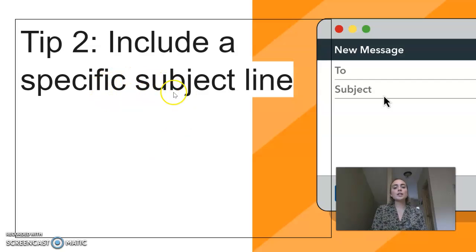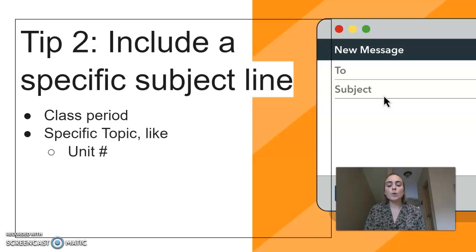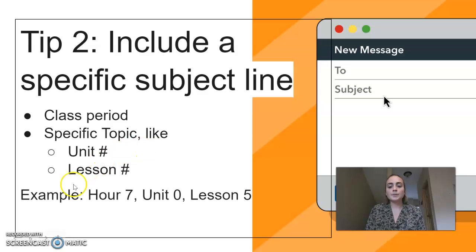Tip number 2 is to include a specific subject line. So when you start an email, you'll put who it's to, that'll be my name, and then the subject is where you put what the email is about. So in your specific subject line, I want you to include your class period. Do you have English period 4, period 7, period 8? A specific topic, like what unit number are we in, what lesson number are you on? So for example, right now we're in Unit 0, this is Lesson 5. So that would be your subject line of your email.